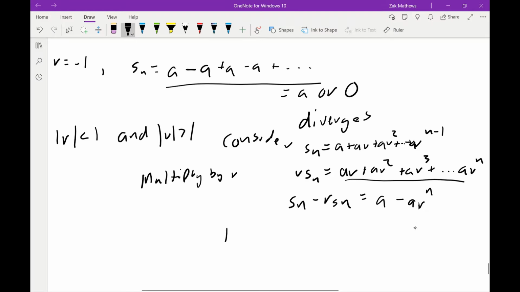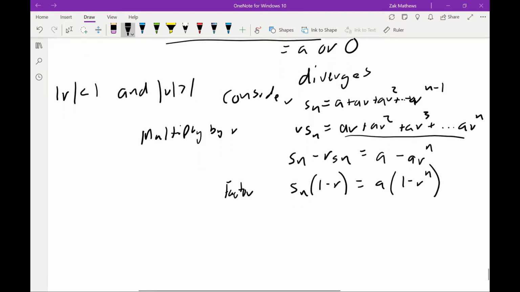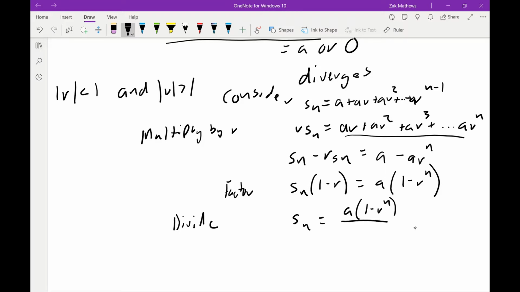And now let's do a little factoring. So we can factor out the s sub n, and that would be 1 minus r. And we can factor out an a, and we'd have 1 minus r to the n. And now I'm going to divide by that 1 minus r. And so s sub n is equal to a times 1 minus r to the n over 1 minus r, with no exponent. And so now we have the ability to find the sum for the geometric series as long as the r is not equal to 1.